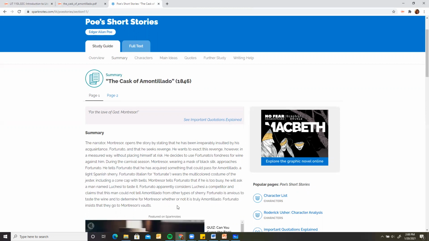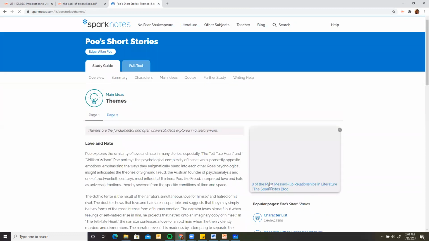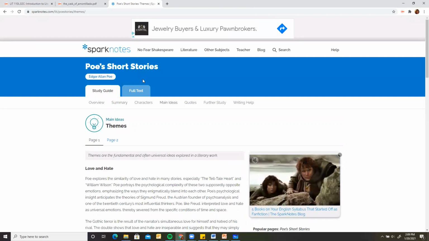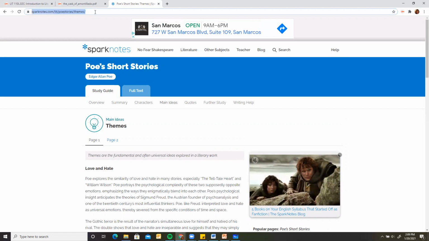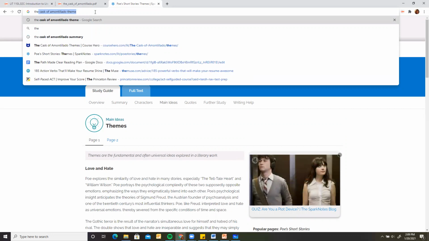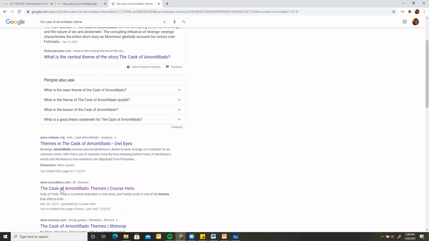Okay, so now that we have just a general summary, the next thing I like to do is get some concrete themes that we can be looking for while we read. Sometimes SparkNotes is a good resource for this because they have themes here. But then if I look, I got to pay close attention because this is themes for all of Edgar Allan Poe's short stories, and I really just want to focus in on this one. So I'm just going to give a quick Google and actually Google Cask of Amontillado themes. And another site I like to use is Course Hero, so we're going to check that out.